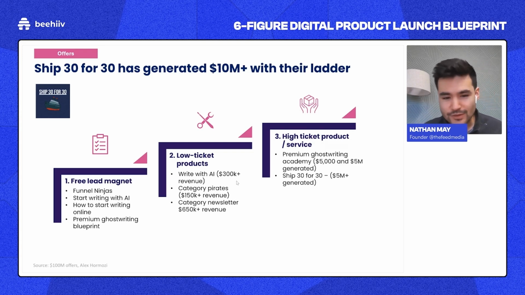They launched something called Category Newsletter. It did about $650,000 of revenue in 7 days for Black Friday. And on the high ticket side, they have millions of dollars running for Premium Ghostwriting Academy and some other products. So this is an actual real business that is built around this exact concept of the value ladder.